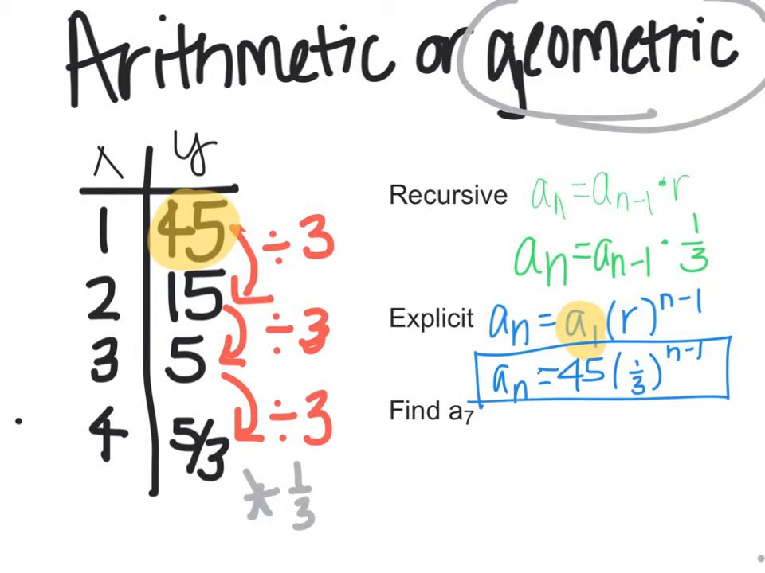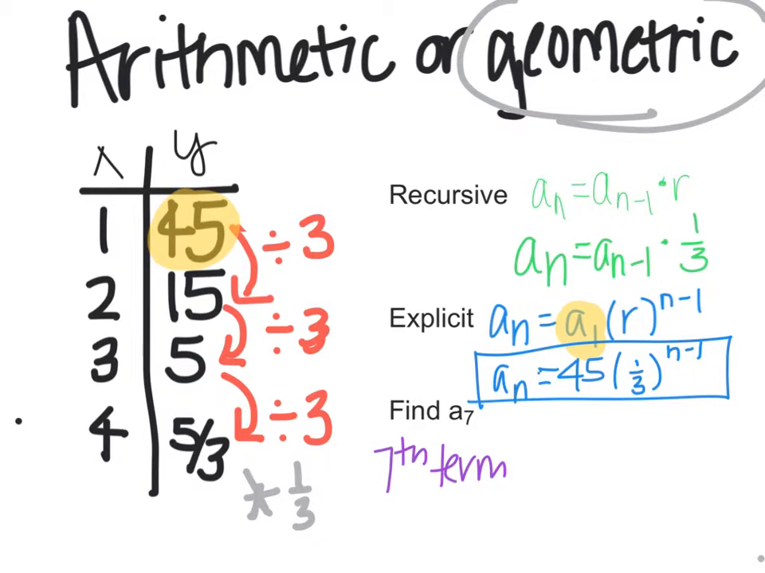Like, that's what that's telling me, is we want to find the 7th term. So I have a couple options. I could keep going in this table and find the 5th, 6th, and 7th term. I could use my recursive formula to do that. Or I could use my explicit formula, because in order to use the recursive formula, I would need the term right before the 7th term, which means I would need the 6th term. I don't have the 6th term over here.